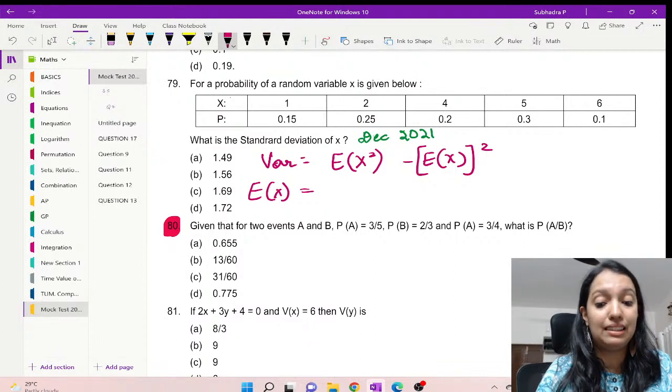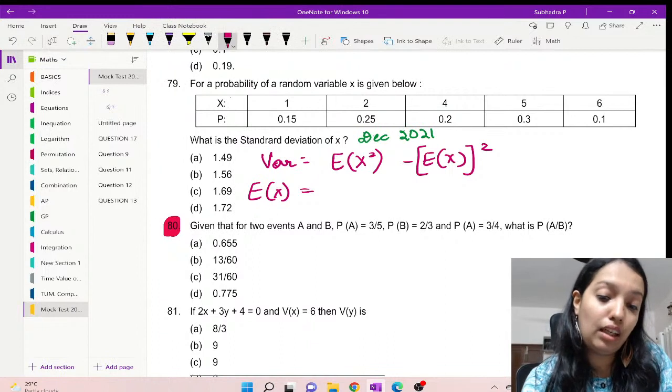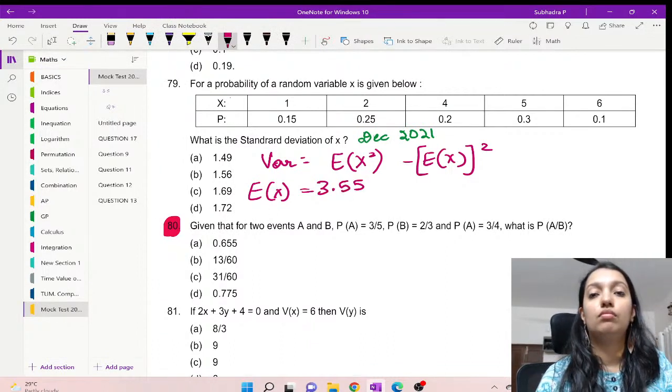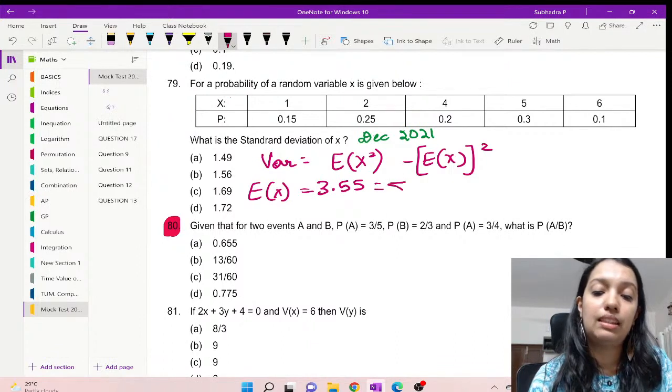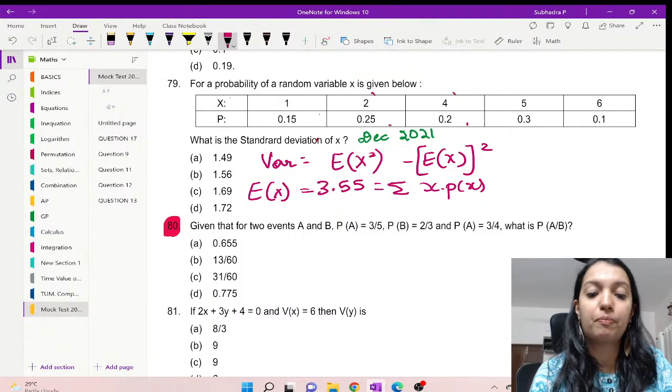Yeah, just press the GT button. I am getting the value as 3.55. This is the summation of x into p of x which they have given. So just multiply them, press the GT button, and you will get your answer.